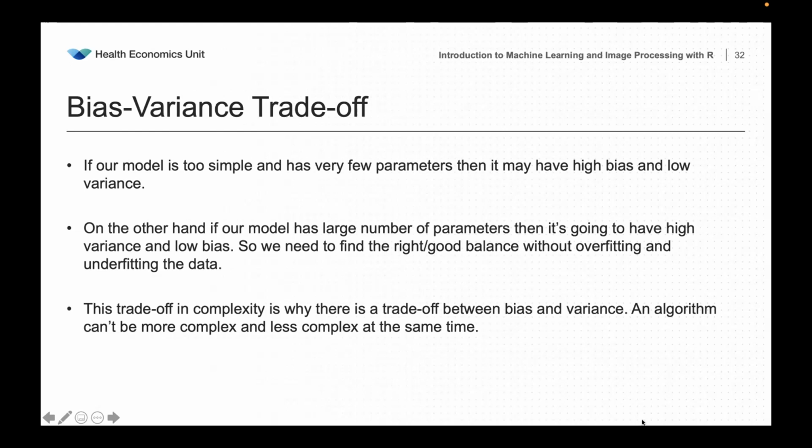On the other hand, if your model has a large number of parameters, it goes to high variance and low bias. So we need to find, as I said, a good balance between overfitting and underfitting. This trade-off in complexity is a trade-off between high bias and variance. An algorithm cannot be more complex and less complex at the same time. So you have to choose very wisely according to the domain you are working in, how much trade-off you are setting.